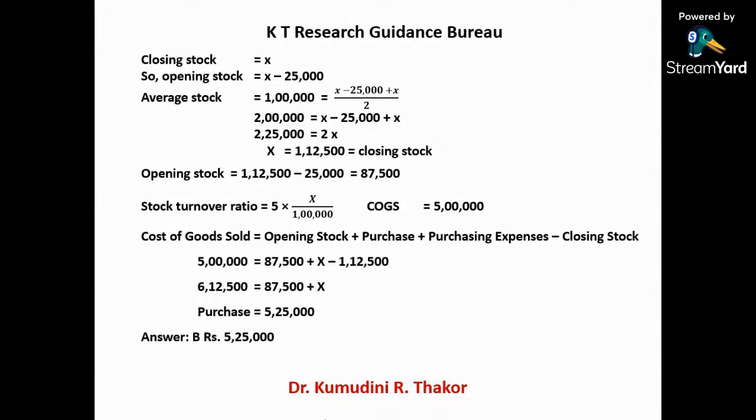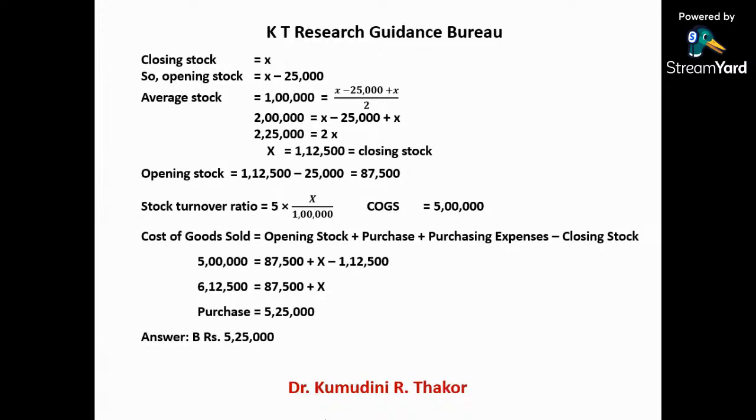Let's try to understand again. Closing stock, you assume it is X. So opening stock, X minus 25,000. Average stock is equal to opening plus closing by 2. So 1 lakh equals (X minus 25,000 plus X) by 2, and closing stock you find out is 1,12,500, and opening stock is less by 25,000. So 1,12,500 minus 25,000 is equal to 87,500. This is clear. So stock turnover ratio is 5. You know the formula for stock turnover ratio: cost of goods sold by average stock.